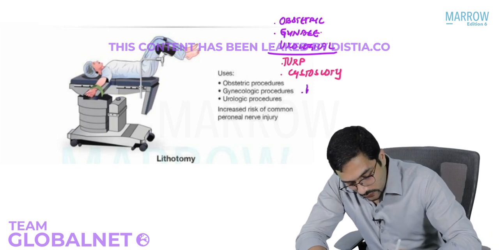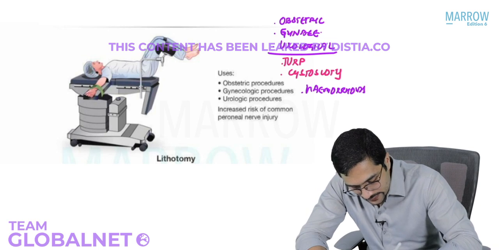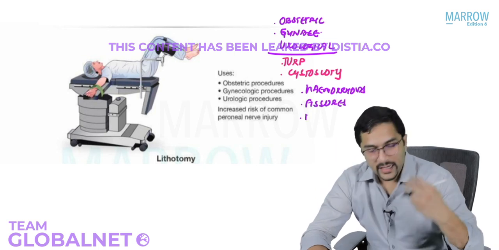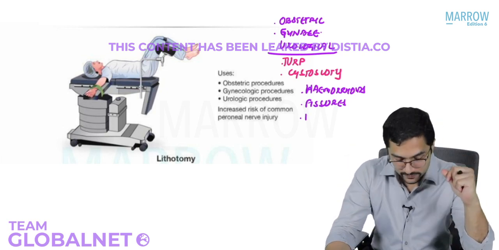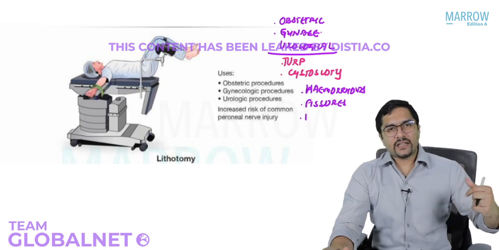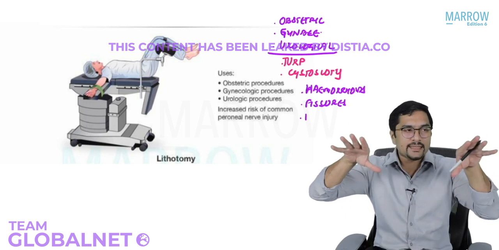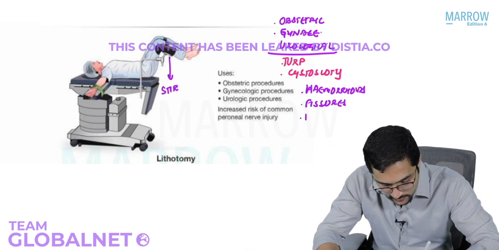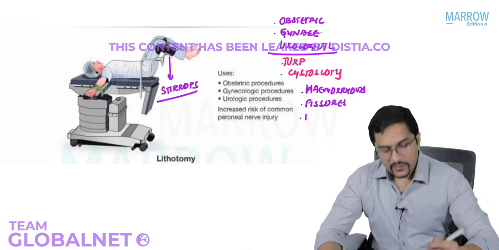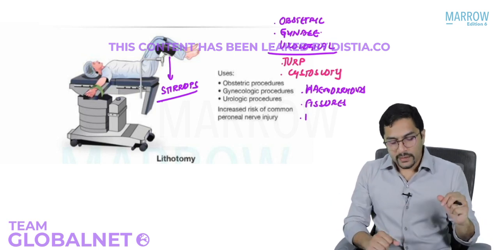It can also be used for hemorrhoids, fissures, piles. All these surgeries are done in the lithotomy position. Now you will see in the video as well, in the lithotomy position, the legs are supported on stirrups, right? These are stirrups on which the legs are supported and the legs are spread apart as well. So this is the lithotomy position.